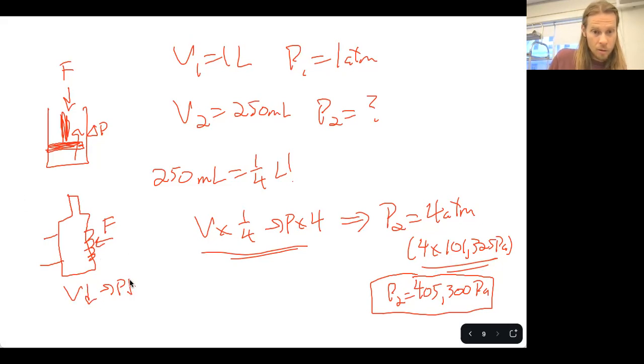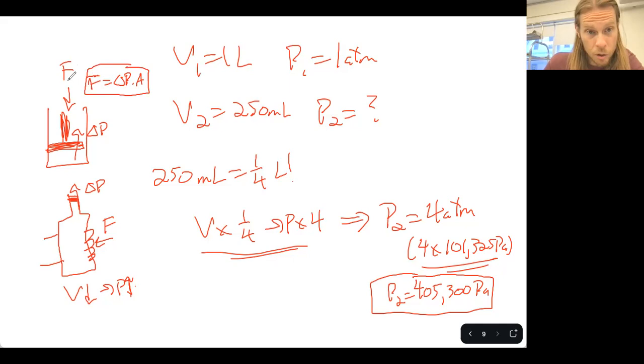And if you've ever done this, you can squeeze so hard you pop the top off because there's a delta P pushing up. It's like you're applying force that goes into the molecules that then comes out the top. And the whole point is that the force you're applying is the delta P times the area. So a cool way of looking at it is that the external force you're applying creates the pressure gradient, because that's ultimately what's happening here.